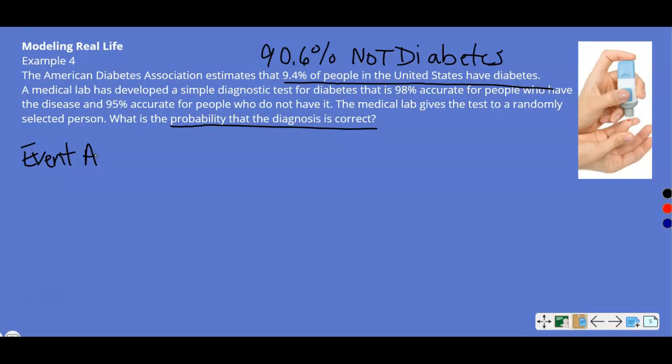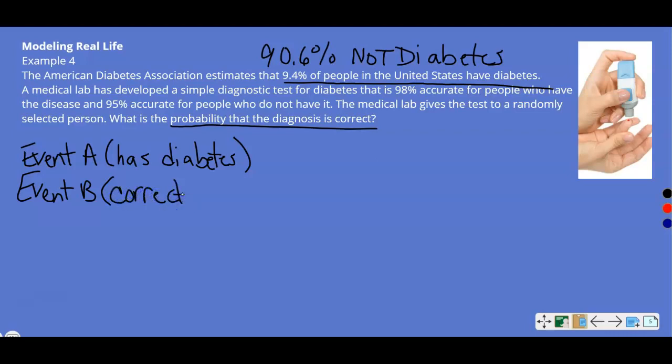Event A has diabetes. And event B is going to be a correct diagnosis. All right, so let's look at a table, and there's a nice little table already made.